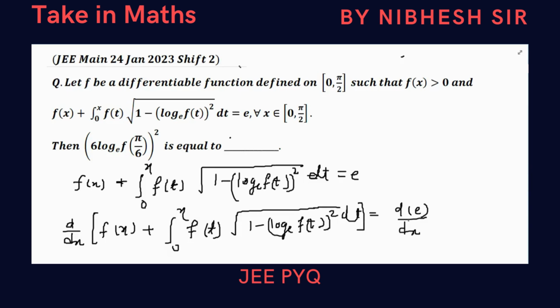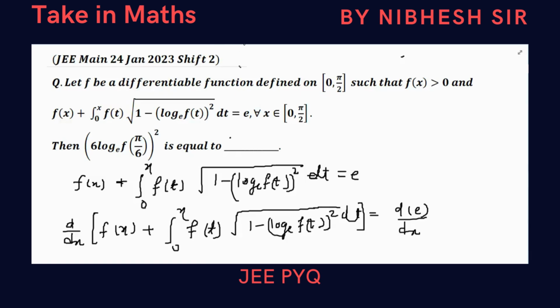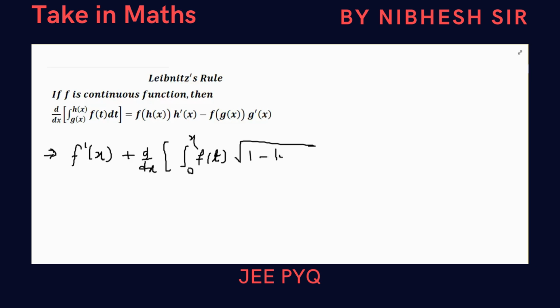We'll differentiate this; the derivative of a constant is 0. So this result will be f dash x, and we will apply here the Leibniz rule, that is, d y d x of the integral from 0 to x of f of t, under root 1 minus log f of t the whole square, dt. This side we have 0, the derivative of e.